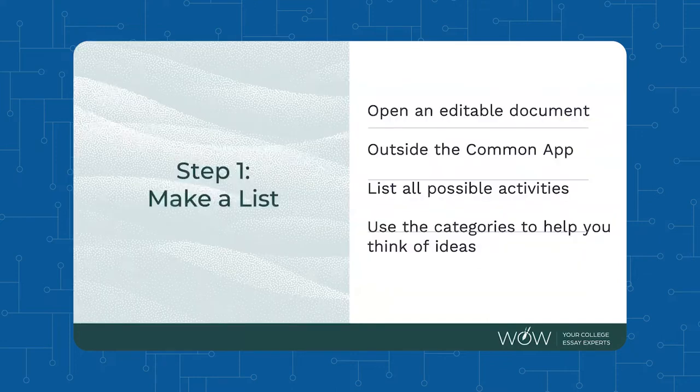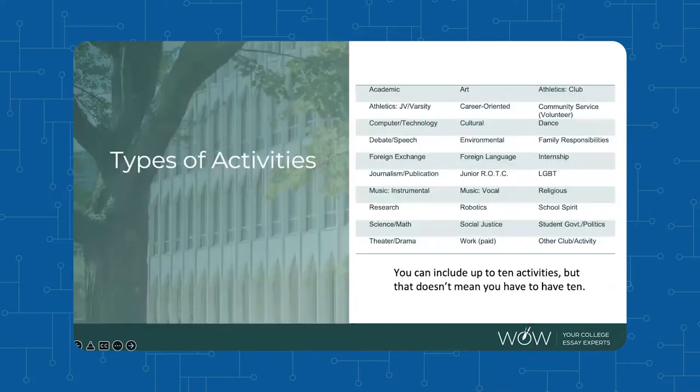So how do you do this? How do you even start? Well, the first thing you want to do is step outside of the Common App platform to work on your activity list. It's a lot less stressful than having to write these in the box. You'll copy and paste them in later. So take an editable document. It can be anything you want, anything that's easy for you to keep track of. And you're going to list all the possible activities. Look, you can go back and look at their list, maybe it'll prompt some ideas for you.